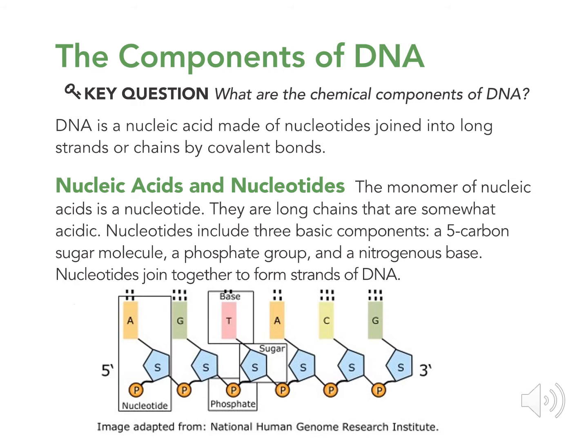DNA is a nucleic acid made of nucleotides joined into long strands or chains by covalent bonds. The monomer of nucleic acids is a nucleotide. They are long chains that are somewhat acidic. Nucleotides include three basic components: a 5-carbon sugar molecule, a phosphate group, and a nitrogen base. Nucleotides join together to form strands of DNA.